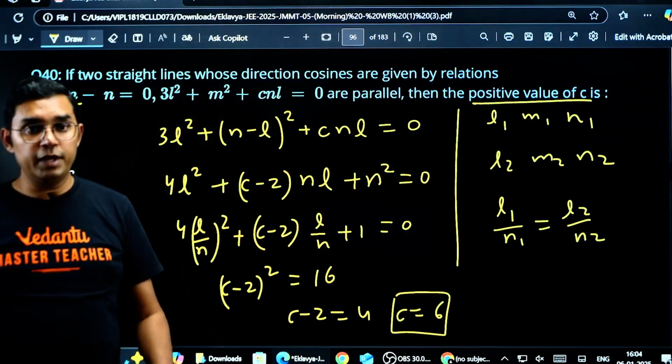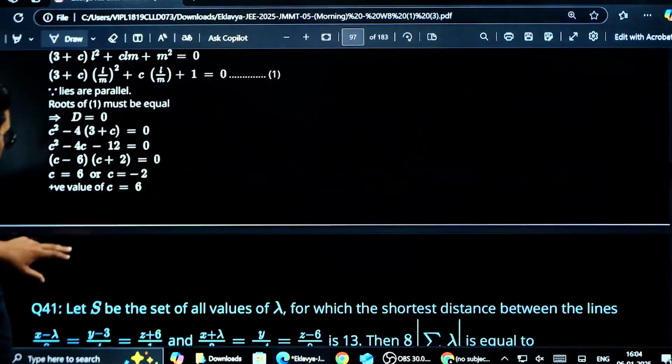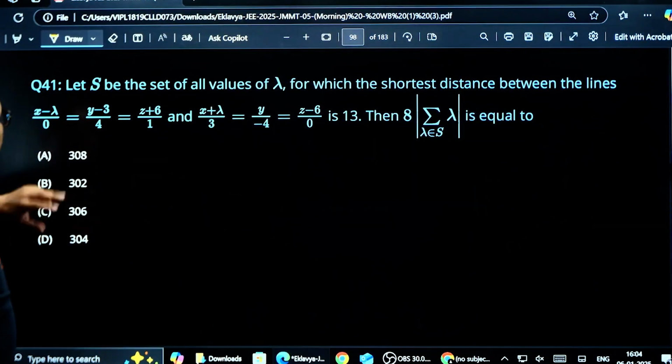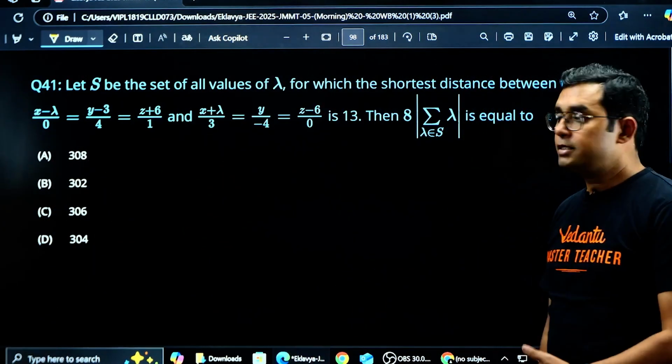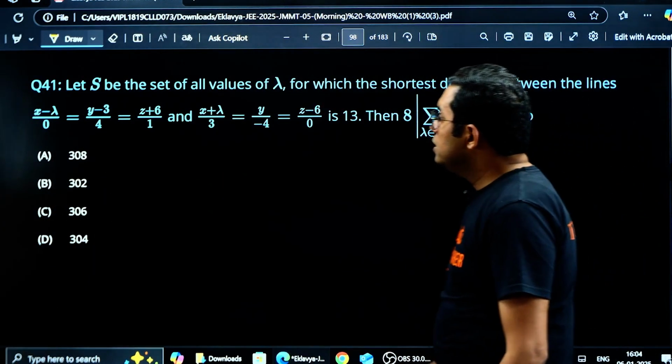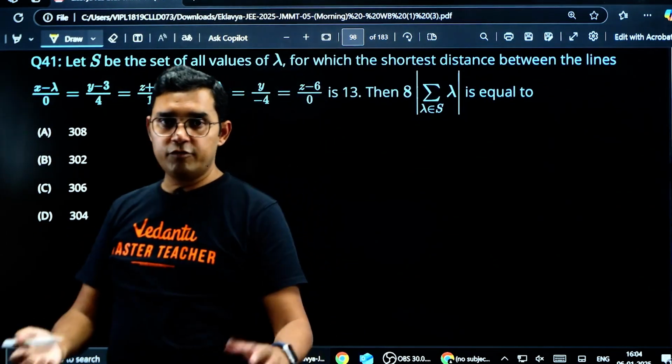Moving to the next question. Let S be the set of all values of lambda for which the shortest distance between the lines is 13. Now please see how we can find the shortest distance. There can be 2 methods. One is a direct formula.